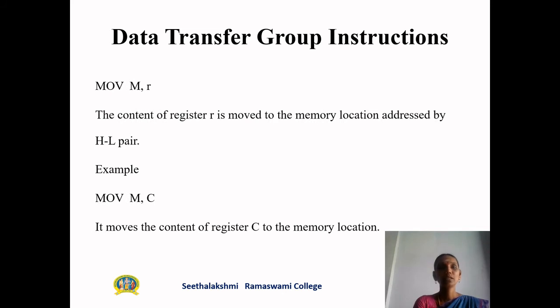The next instruction is MOV M, R. The content of register R is moved to the memory location addressed by HL pair. For example, MOV M, C. It moves the content from the register C to the memory location M.